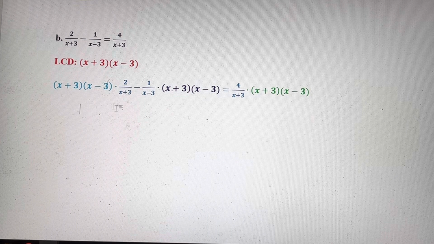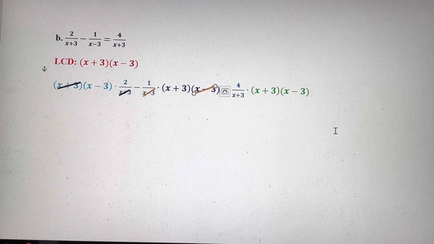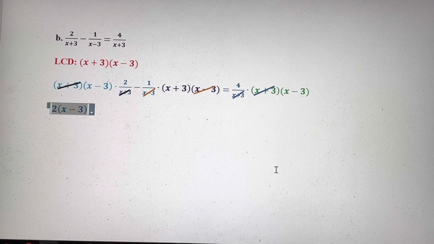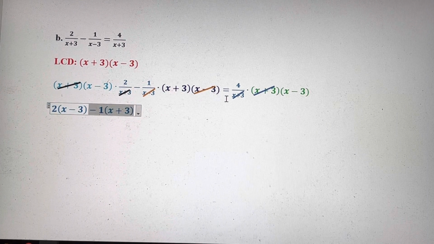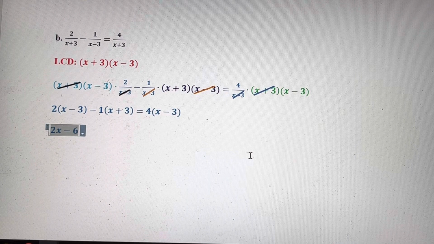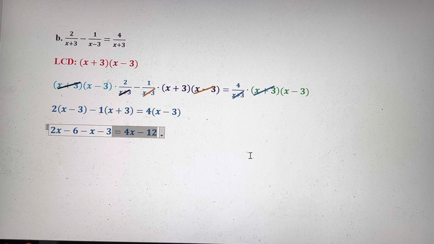And now we see what cancels out. So on this first piece, the x minus 3s are going to cancel out. On the second piece, the x minus 3s are going to cancel out. And on the right side, the x plus 3s cancel out, okay? So now we multiply what's left. 2 times x minus 3 minus 1 times x plus 3 equals 4 times x minus 3. Distribute. 2x minus 6 minus x minus 3 equals 4x minus 12.